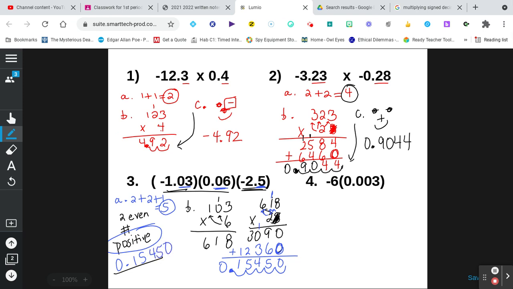Now see the 0 at the end? I can get rid of it if I want to, because zeros at the end don't matter, as long as they're not in the middle of numbers, okay? And that's that. All right, let's take a look at 4.